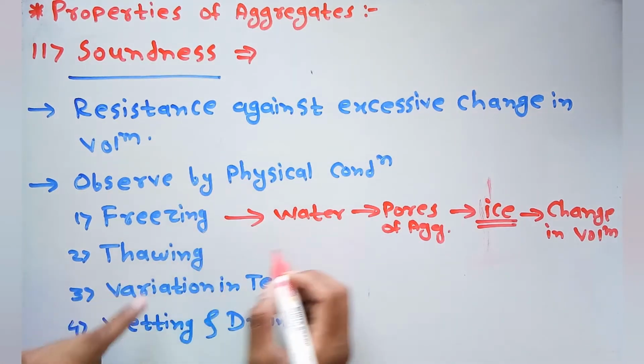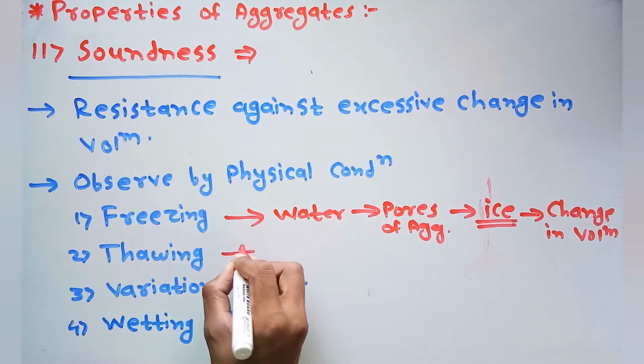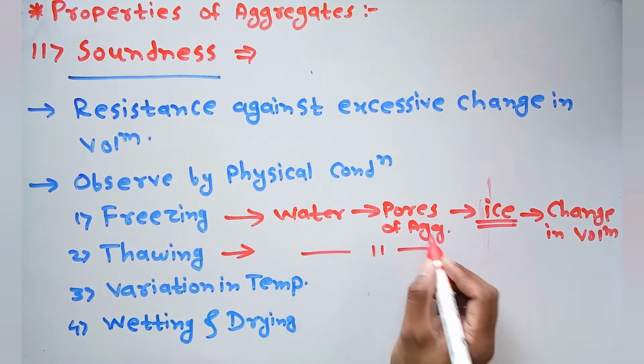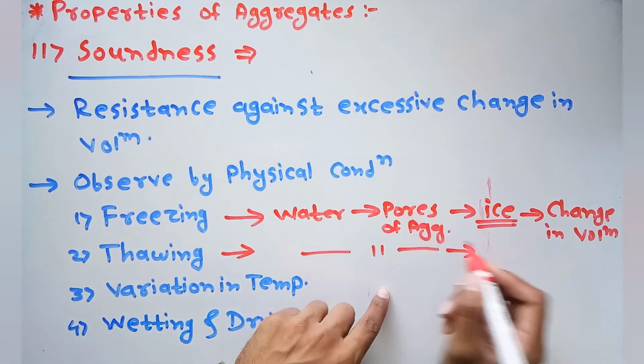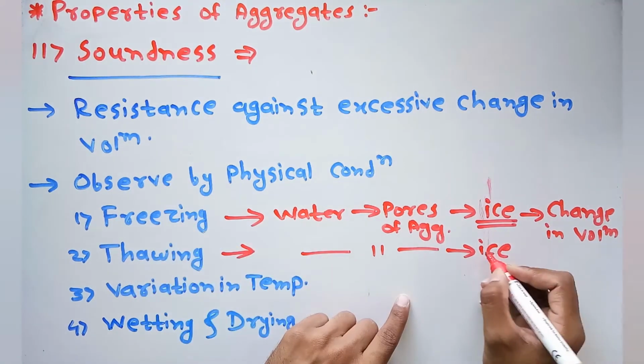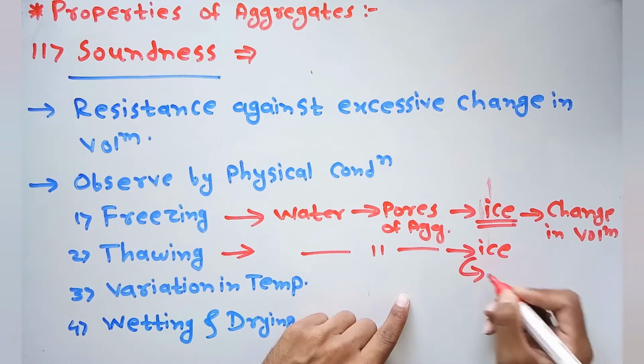Thawing is exactly the opposite of freezing. In thawing, the same thing happens: water goes into the pores, and in the pores there is already the presence of ice, but in the thawing case, this ice melts.